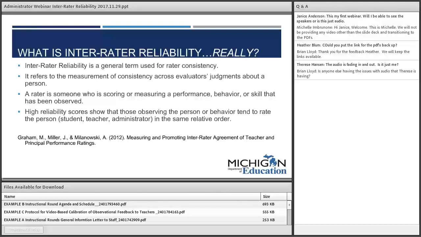Inter-rater reliability is not merely a concept that is exclusive to administrators or district leaders. It is a general term that is used for rater consistency. Our teachers may also deal with concepts of inter-rater reliability, and an example of this would be when teachers collaboratively engage in the scoring of essays.